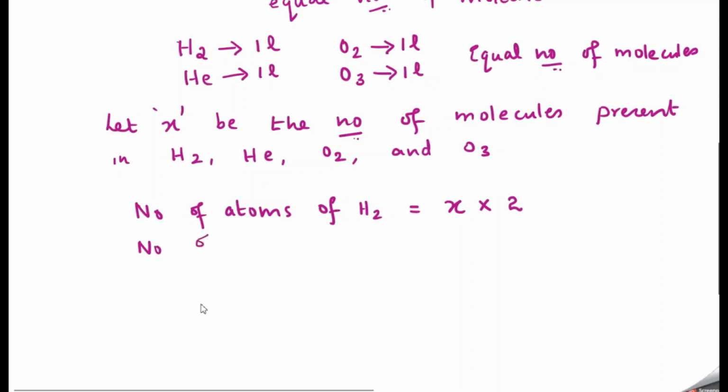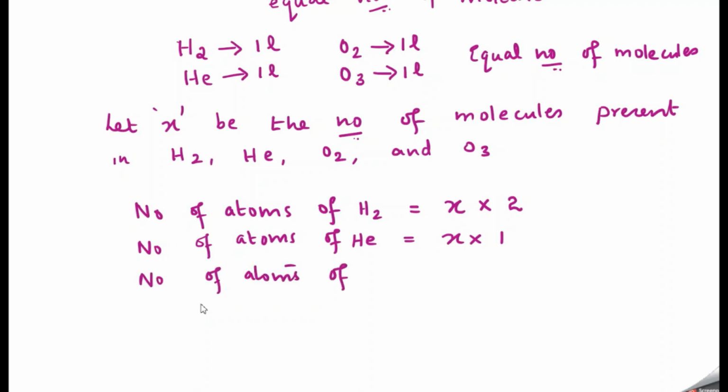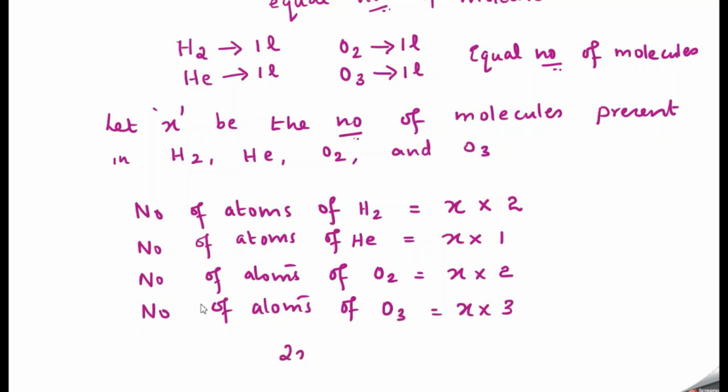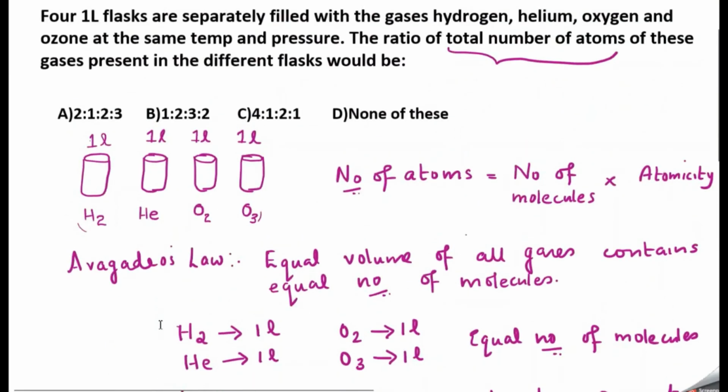So the number of atoms of helium is equal to X into 1, because helium is monoatomic. Similarly, the number of atoms of oxygen is X into 2, because it is diatomic. And the number of atoms of ozone, O3, is X into 3, because it is triatomic. Now if I take the ratio of the number of atoms, I get 2X is to X is to 2X is to 3X. If I cancel X, I get 2 is to 1 is to 2 is to 3. So the ratio of the total number of atoms is 2:1:2:3. That is option A, my correct answer.